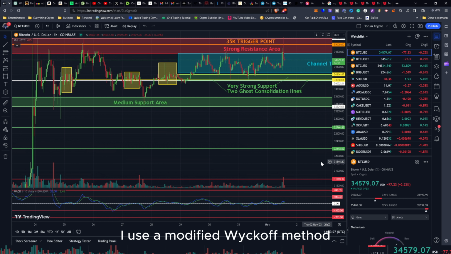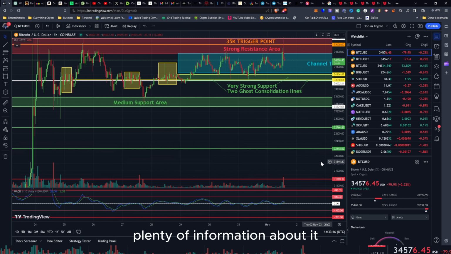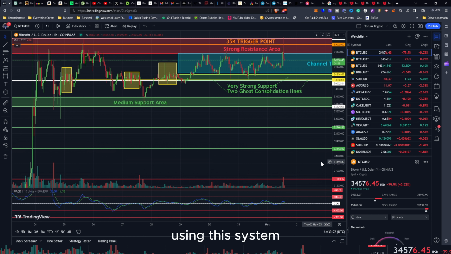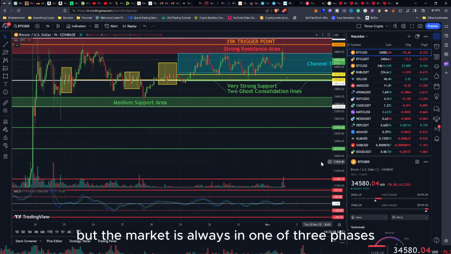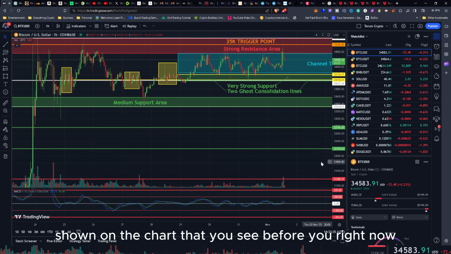I use a modified Wyckoff method. You can look up the Wyckoff method on Google. There's plenty of information about it. Investopedia gives you some decent information about it. Anyway, using this system, you have to understand three things. That the market is always in one of three phases. The three phases are shown on the chart that you see before you right now.